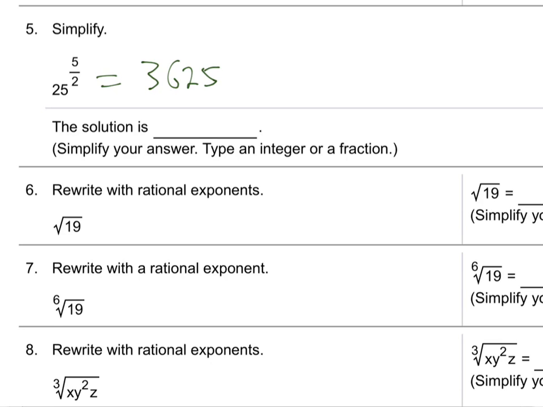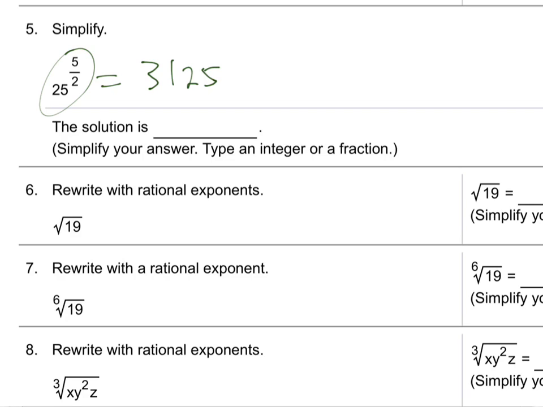I think, is it 3625? 3125, okay. See if you can get that answer on your calculator just straight. 25 to the 5 halves power. That coming out okay now? So if it's just pure numbers, you can just directly do it on your calculator. Good, okay.